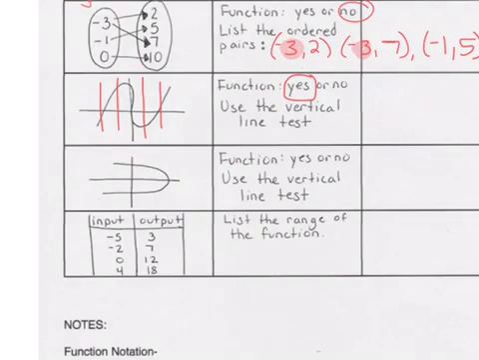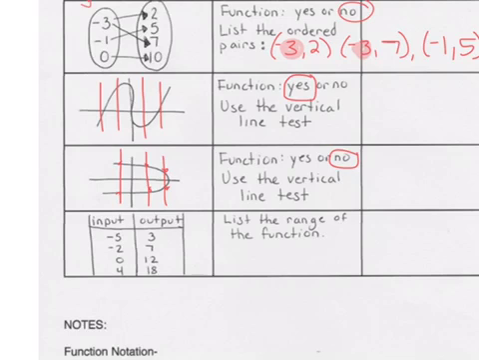Okay, so taking a look at this next one, again using the vertical line test, if I just draw vertical lines through, you can see that it intersects the graph more than one time. If it intersects more than once, then no, it's not a function.